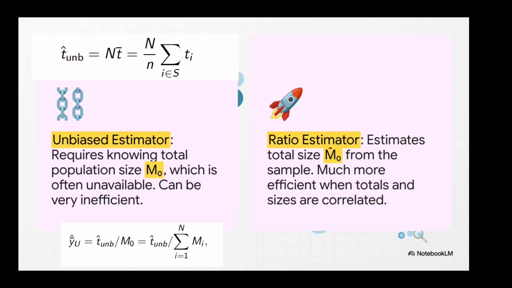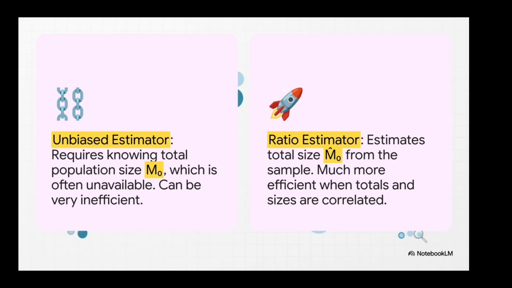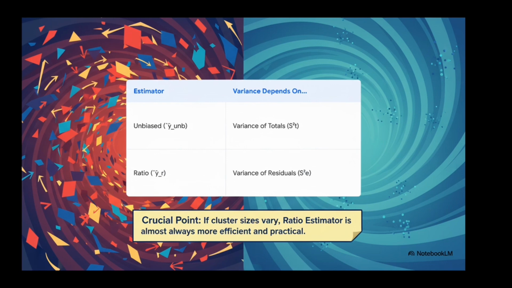And this is where the ratio estimator comes in with a really elegant fix. Instead of needing the true total population size, it just estimates it from the sample you already have. It's a brilliant little statistical hack that gets us around a massive practical problem. And this table right here shows exactly why that hack works so well. Look at the variance for the unbiased estimator. It's driven by that super volatile S squared t term. But now look at the ratio estimator. Its variance is driven by something totally different, S squared e, the variance of the residuals.